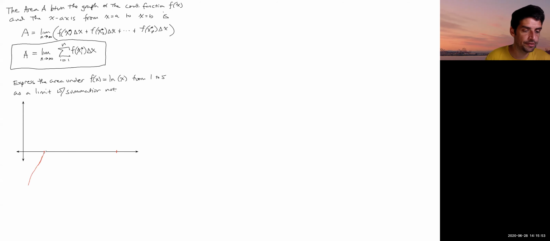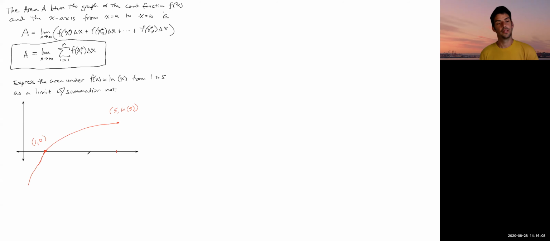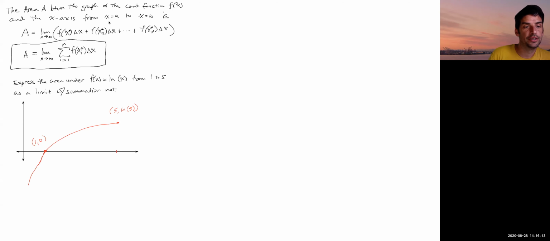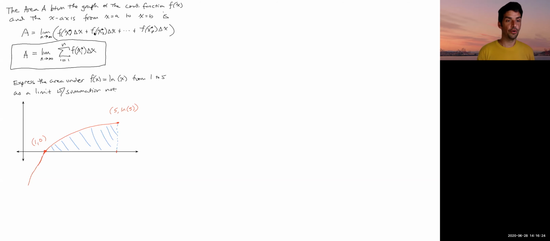It goes right through (1, 0), and this would be the point (5, ln 5). Okay. So the area we're talking about here is between 1 and 5 and between this graph and the x-axis, which is all of this area. Okay, so how did we do this?